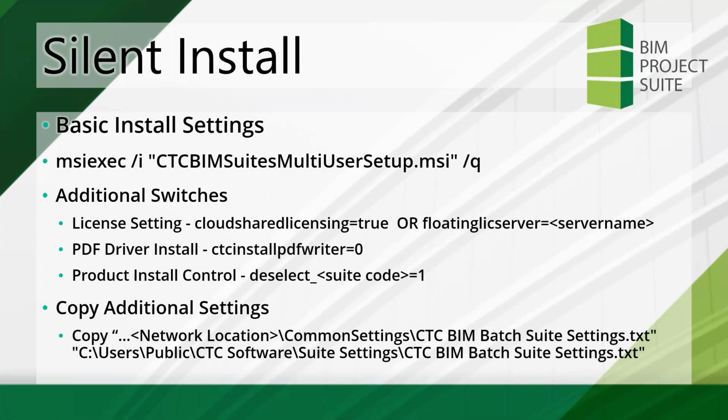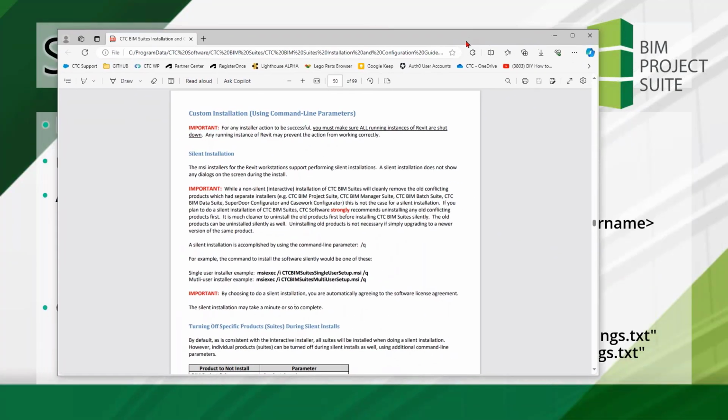So with a scripted install, and before I get too far ahead of myself, I do want to point out all of this is in the user guide, which I've just pulled up here. There is an installation and configuration user guide that is available to you, and it should be present in the zip folder when you download. It is also present as soon as you finish an install. You can open it up and it will explain a lot of the custom configurations that you can do.